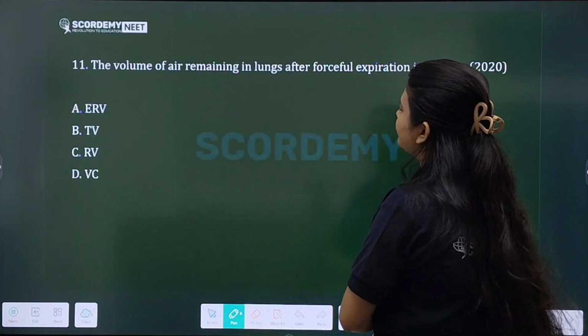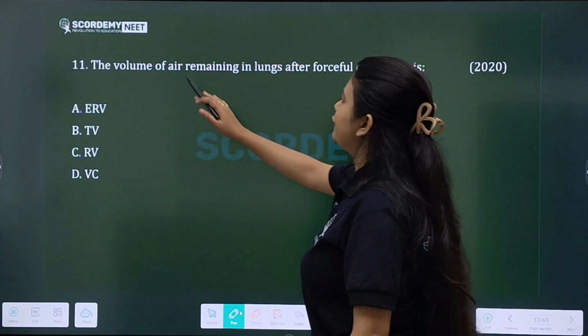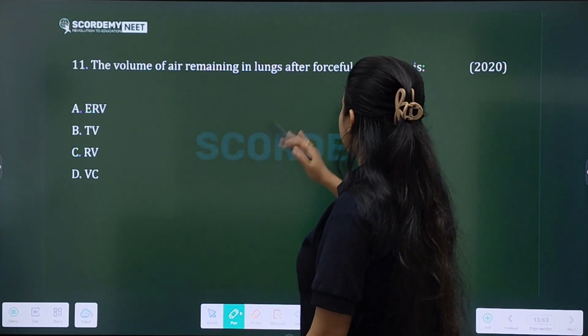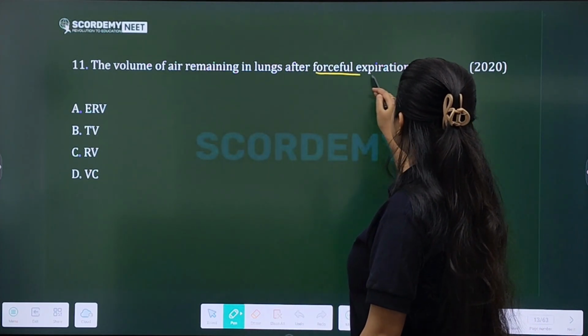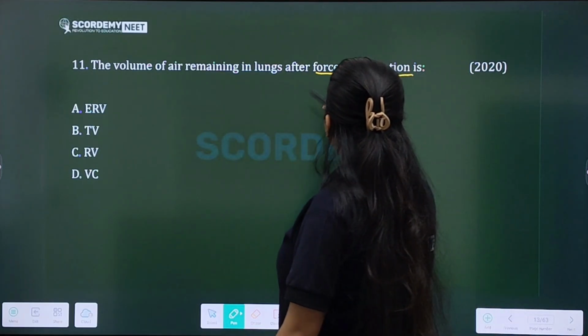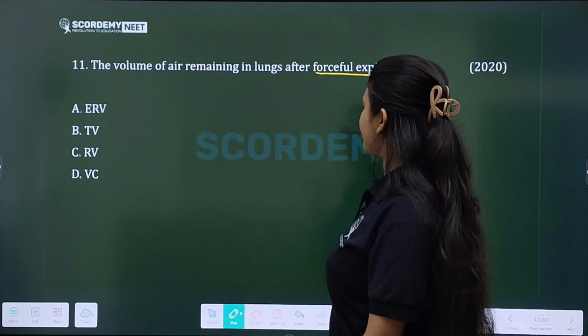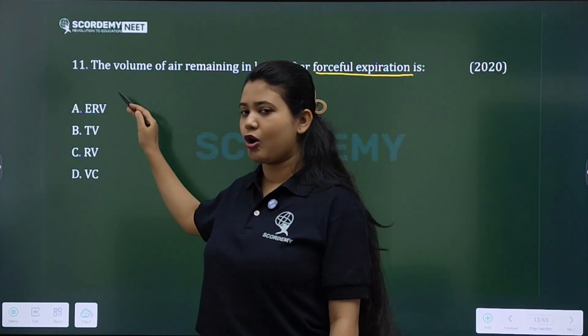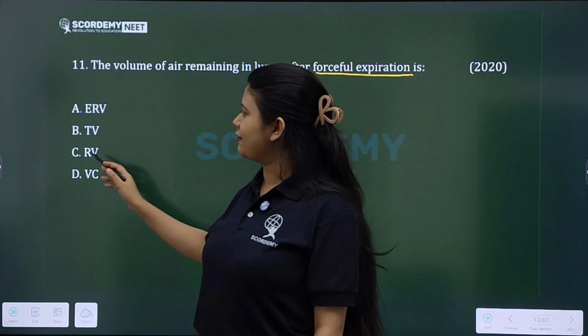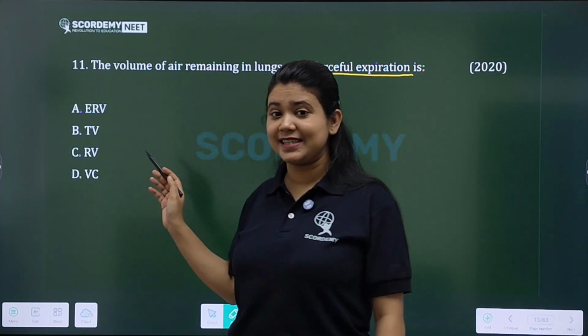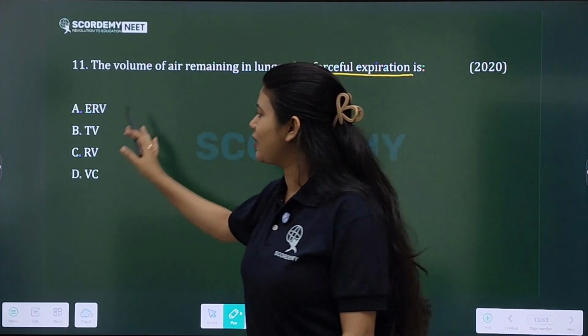Then, the volume of air remaining in lungs after your forceful expiration is... Look at the options: ERV, TV, RV, VC.